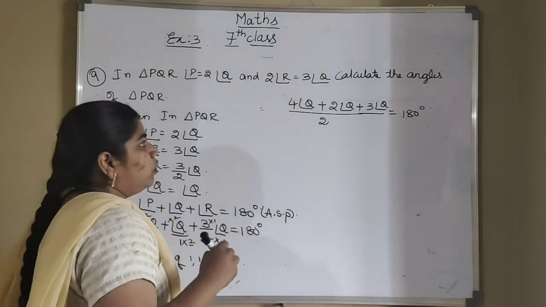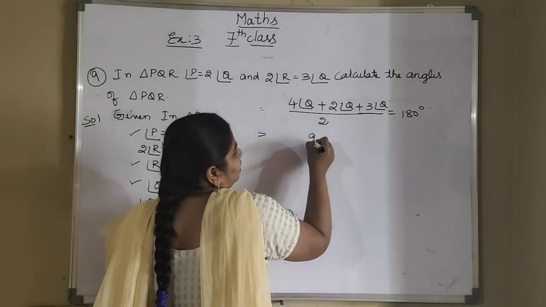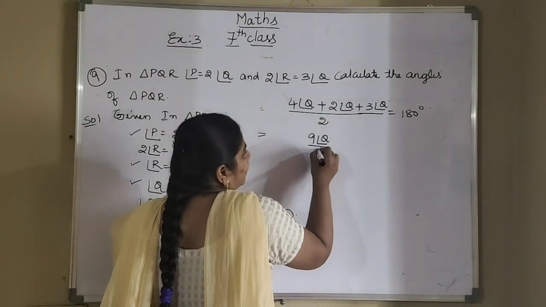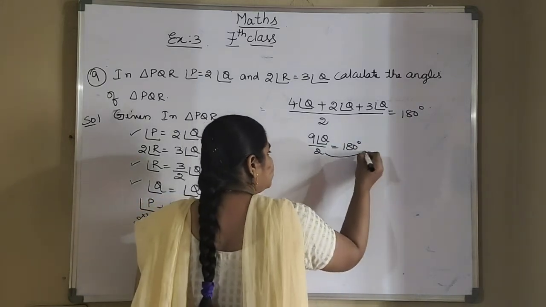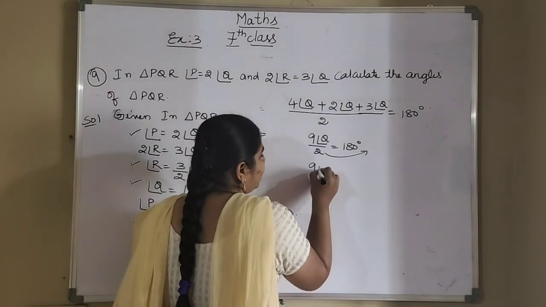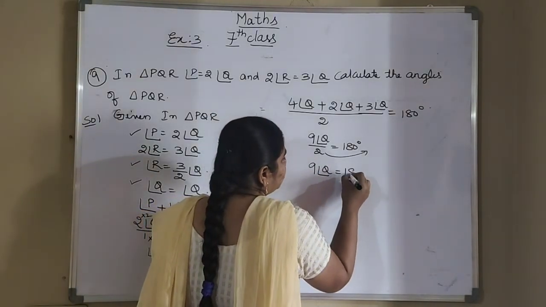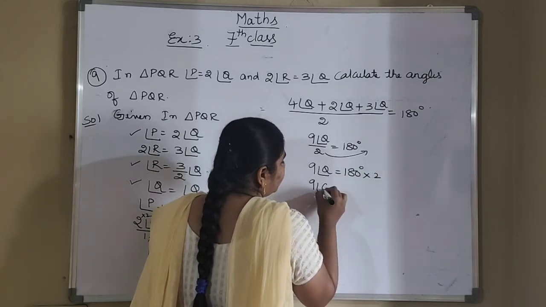Okay, now 4 plus 2 is how much? 6. 6 plus 3 is 9. 9 angle Q by 2 is equal to 180 degrees. I am sending this 2 to the other side, and it will be converted into multiplication. So 9 angle Q is equal to 180 into 2.